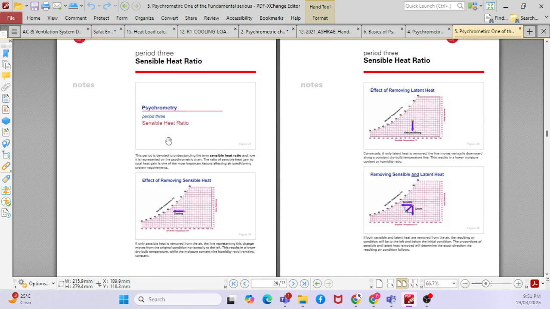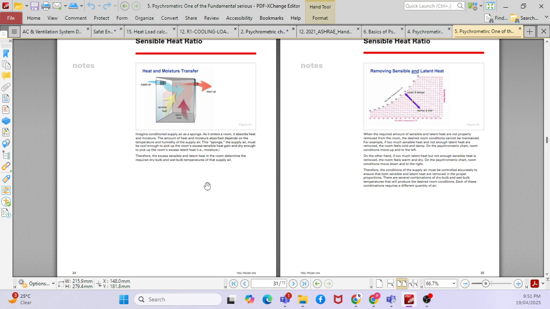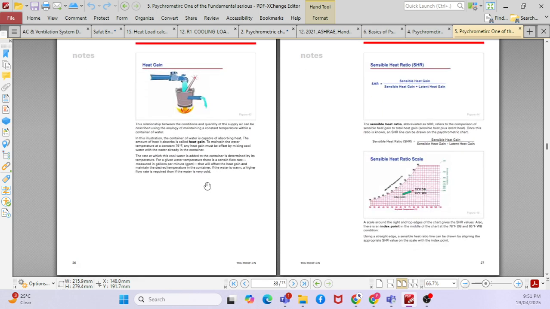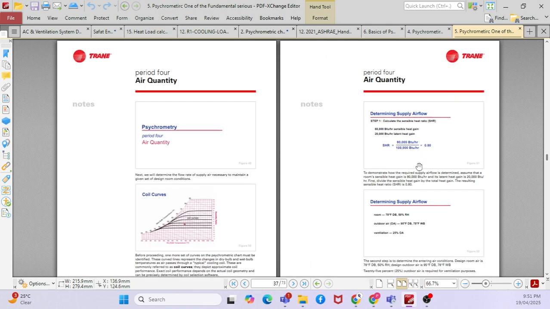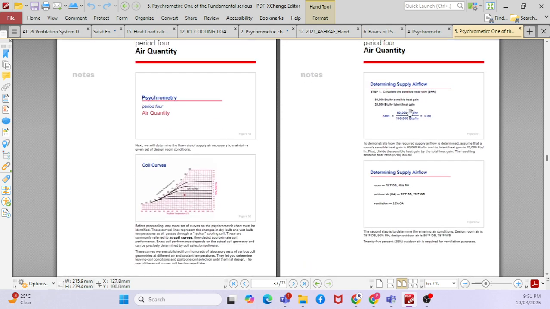Software. See the sensible heat ratio. Effect of removing latent heat, removing sensible and latent heat. Effect of removing sensible heat, right? What is the heat gain? What is the sensible heat ratio? Where we will use that sensible heat ratio: determining supply air flow. How to calculate supply air flow rate by using the equation.